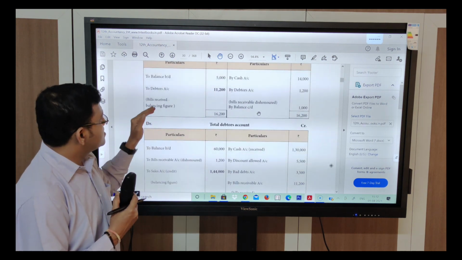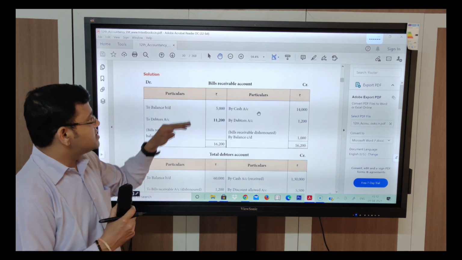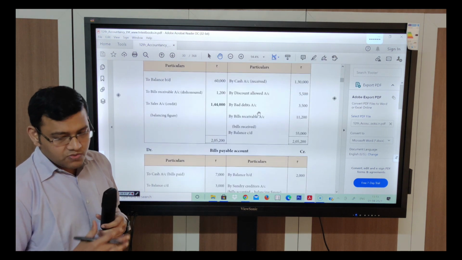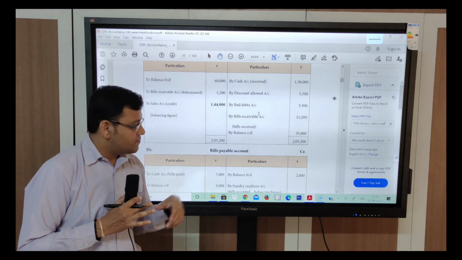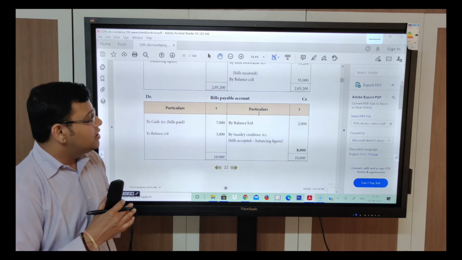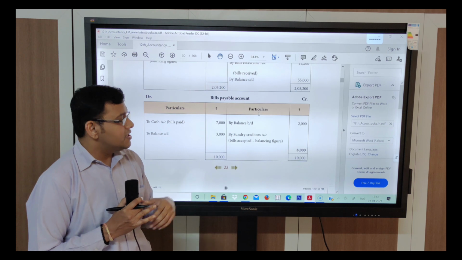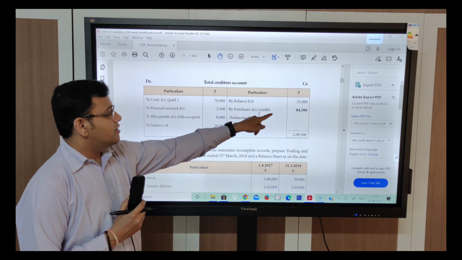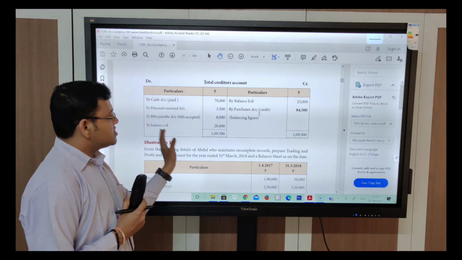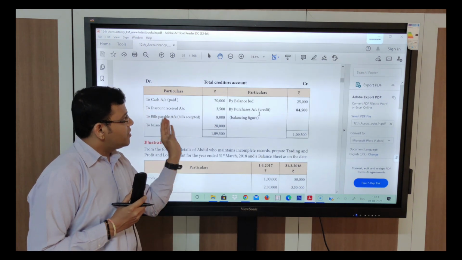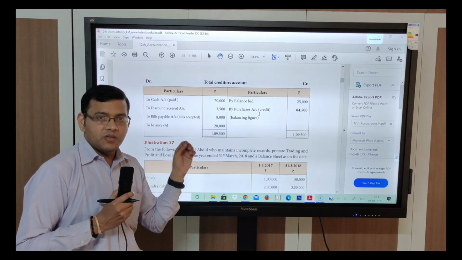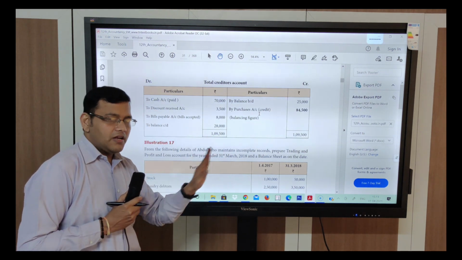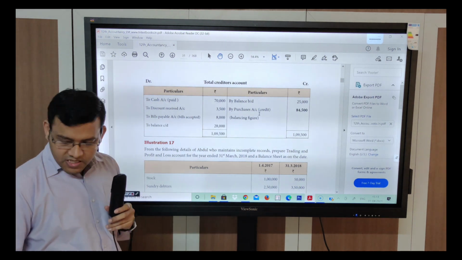So which account will you start with first? Always start with the bills receivable account. From there you will get the debtors account, and then finally through the debtors, what will you get? You will get the credit sales. Then you will open the bills payable account. You will find out the balancing figure, which will be sundry creditors, and then under sundry creditors you will get the credit purchases. Since they have asked you only to prepare the bills receivable, bills payable, debtors and creditors accounts, you can simply fill the format and that will be enough. Okay, we will go to the next problem.